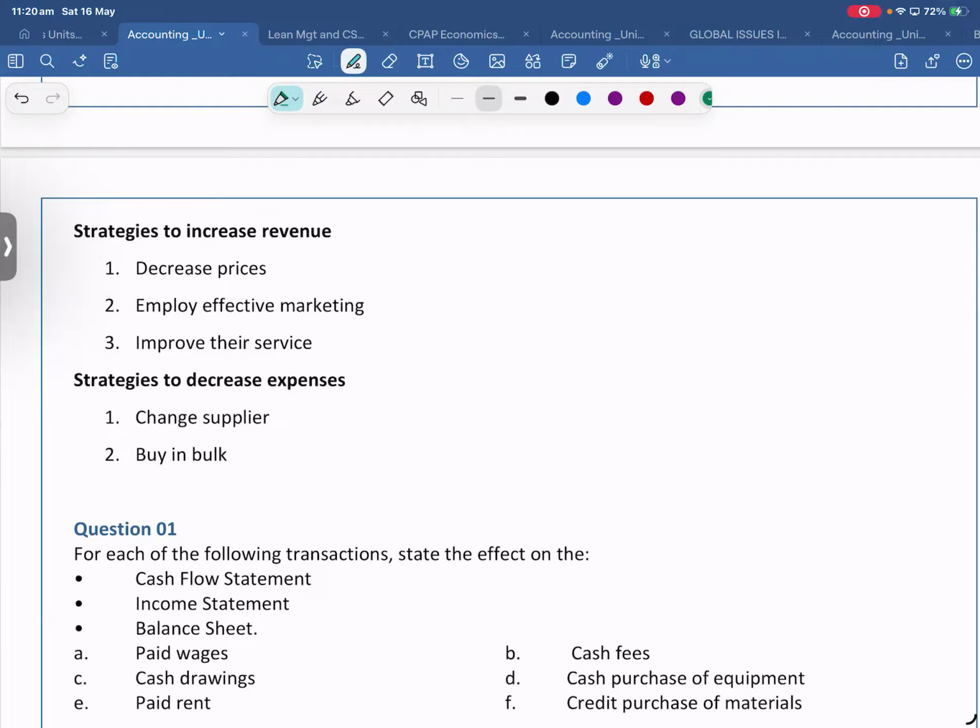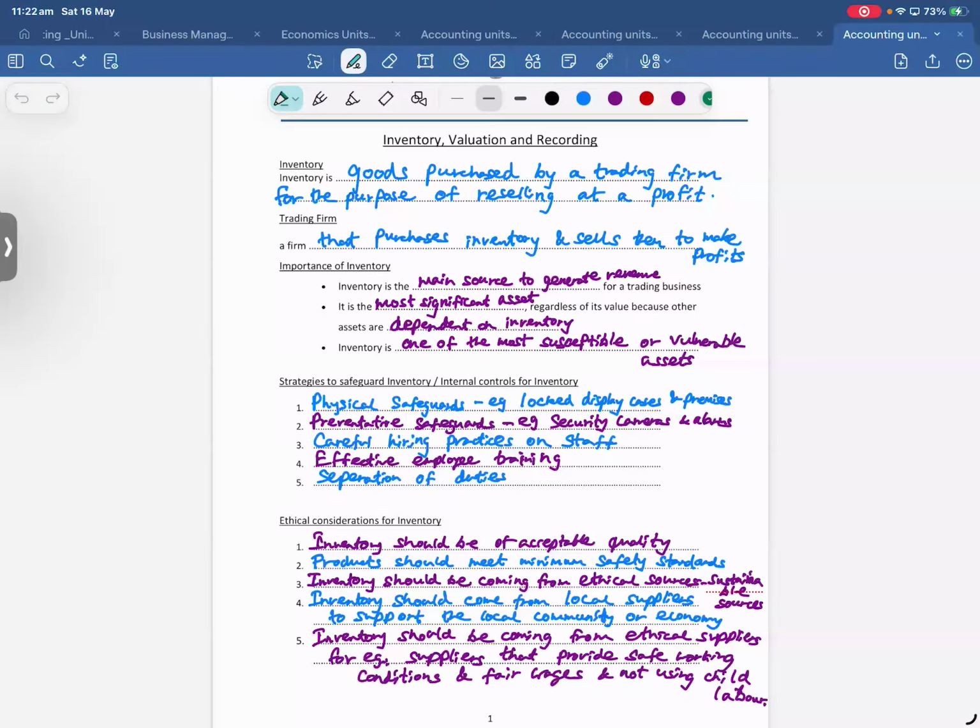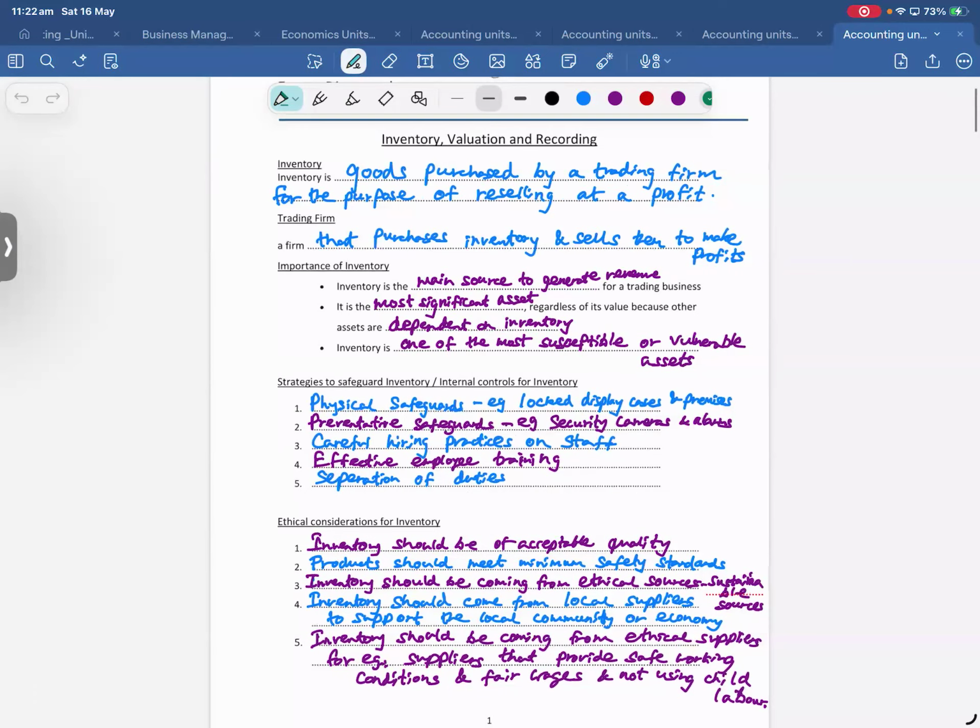Okay, guys. With that, we are done with unit 1. Well done. Right. Then we are starting unit 2 today, with inventory. So we are starting inventory in unit 2. Please take down this note.